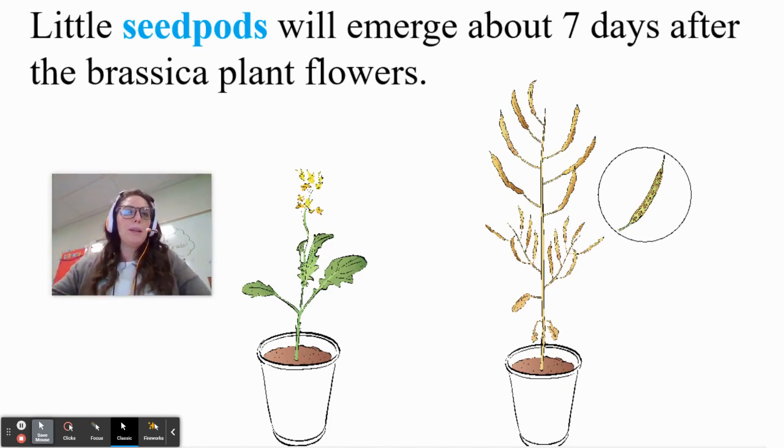So I know it will still be probably another week or two or more until our brassica flowers, but I want you to be prepared and ready that if you are going to be able to see a seed pod form, you will have to pollinate your brassica, okay? About 7 days after your flowers have bloomed and you have pollinated them, you will start to see seed pods.